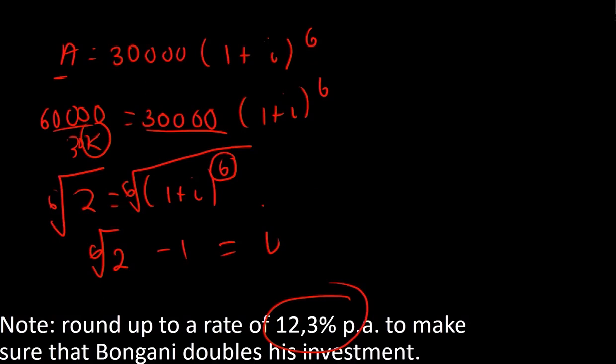So remember, it's so important to read the question carefully and to make your interpretation of the question and your answer reflect the accuracy of what the question is asking for. Even though the correct value is 12.2%, for the answer to actually make sense, we have to round up to 12.3%. Hopefully none of you are confused by why I rounded up there.